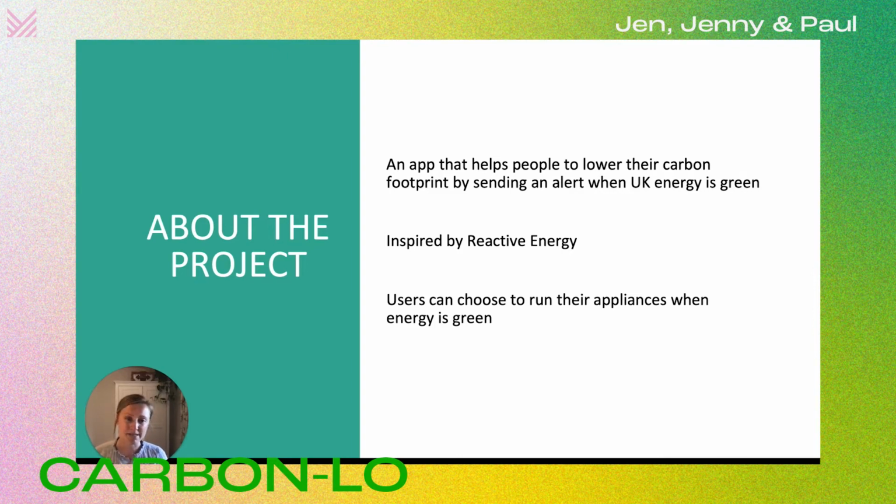The basic premise of our app is that every 30 minutes, we make a call to the Reactive Energy API and find out what proportion of the UK's energy is being generated using low carbon sources, whether that's wind or solar or hydropower, as opposed to fossil fuels. If the proportion of low carbon energy reaches a certain level, we send an alert to our users to say, hey, energy's really green at the moment, so now would be a good time to put on a wash in your washing machine or to turn your dehumidifier on, for example.